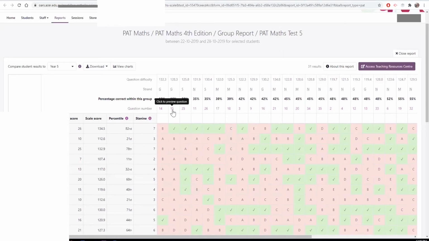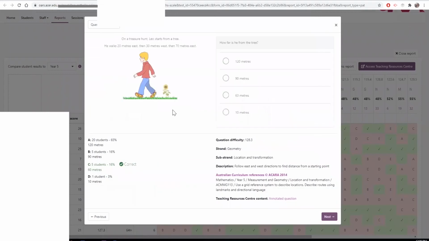And I'm not going to go into great detail. We'll go into this later on, but I can click on the preview and I can see that they say it's a geometry question, and then the substrand is location and transformation. So you can see Leo starts from a tree. He walks 20 meters east, then 30 meters west, then 70 meters east. How far is he from the tree? And so I can see that only 5 students got it right.